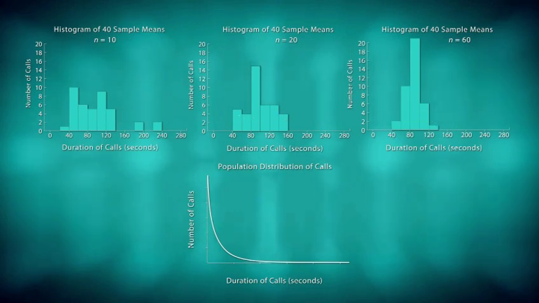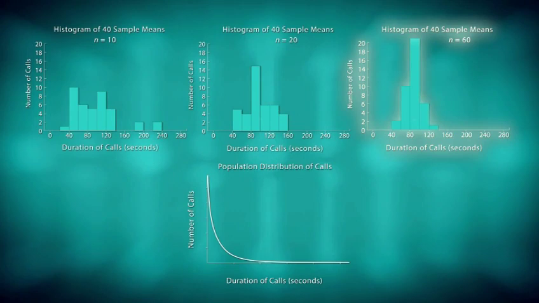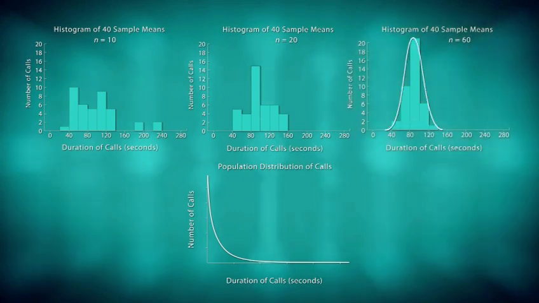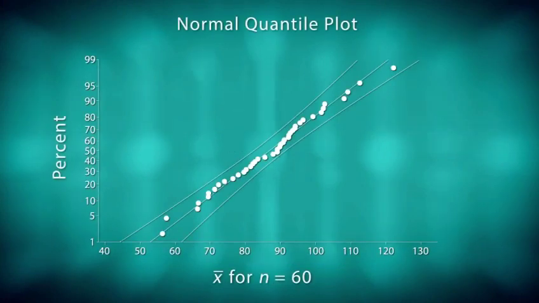Interestingly, while the smallest sample size with an n of 10 is still right skewed, the asymmetry decreases as the sample size gets bigger. By the time n equals 60, we've lost the skew, and the sampling distribution of the sample mean looks pretty much normal. The normal quantile plot of X-bar data from 40 samples of size 60 looks like a pretty straight line, underscoring that our data are normal.